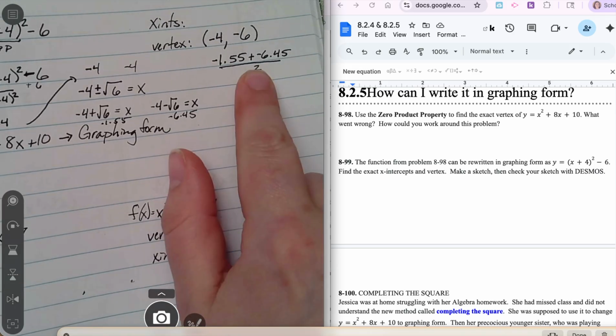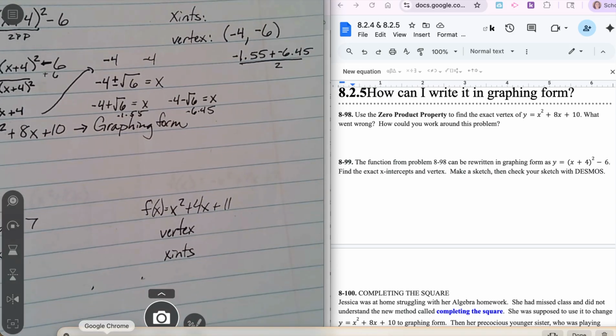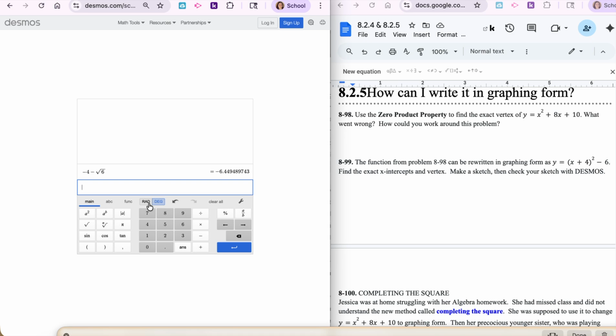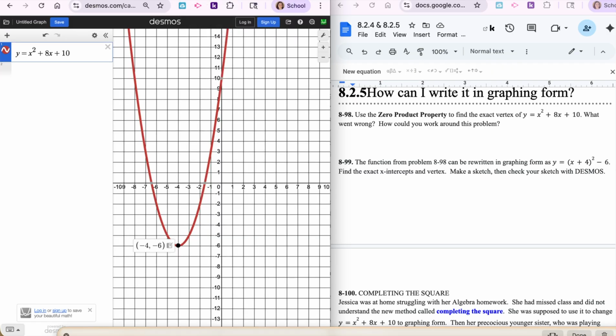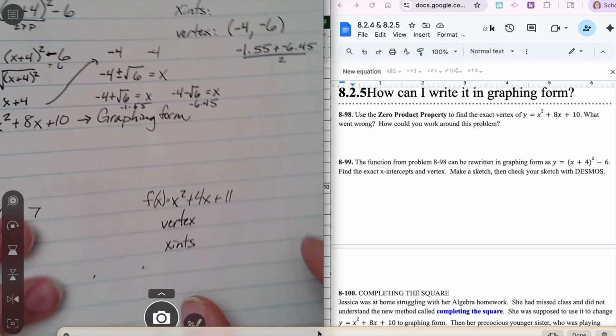So I'm going to do this in my calculator. Make a fraction first. So -1.55 plus -6.45, and I'm going to do that over 2. It works out to -4. So what that's telling me is that the x value of my vertex, or the middle of my parabola, is at -4, which we already saw. But we're going to use that now to algebraically find our y value.